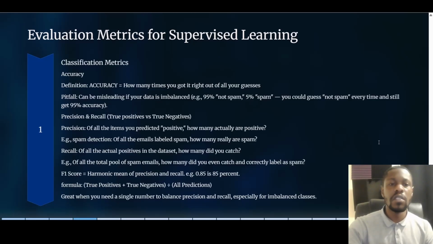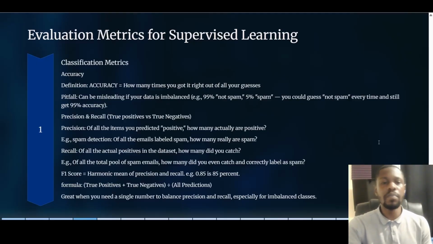Next, we have terminologies known as precision and recall. In other words, these deal with the true positives versus true negatives. So what is the definition of precision? Precision is, of all the items that the model predicted as positive or spam, how many actually are spam, are positive. For example, in spam detection, of all the emails labeled spam, how many really are spam? And this is not to be confused with recall, which is similar, but it is different in what it's trying to assess or analyze.